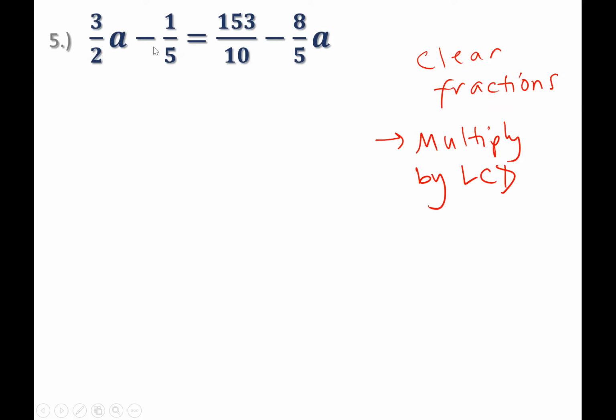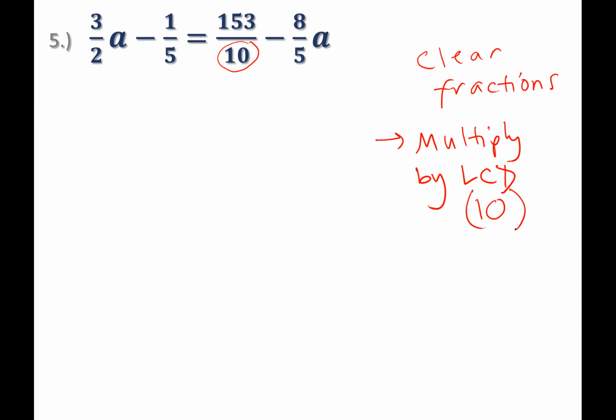If you have a lot of different denominators like this, I would recommend seeing if the biggest one will work as an LCD. And I've noticed a lot of the times for these problems, the biggest denominator will work fine for your LCD. And that is the case here. 10 is our biggest denominator, and 2 and 5 go into 10. So it works. It's the least common multiple of 2, 5, and 10. So we're going to multiply the entire problem by 10.